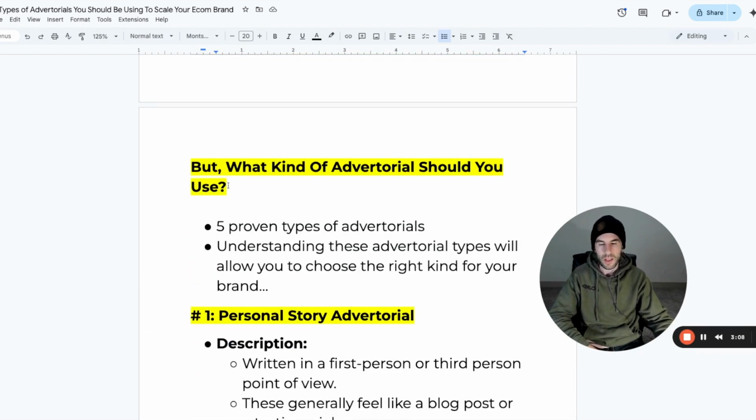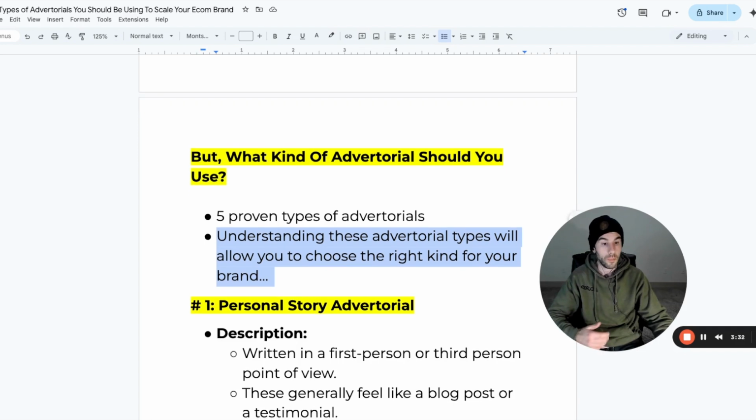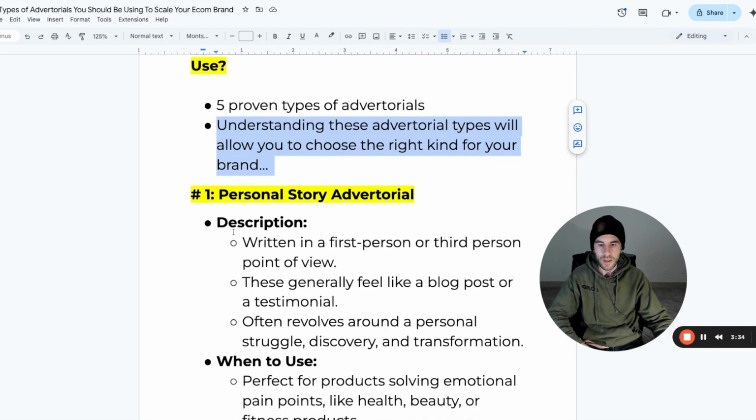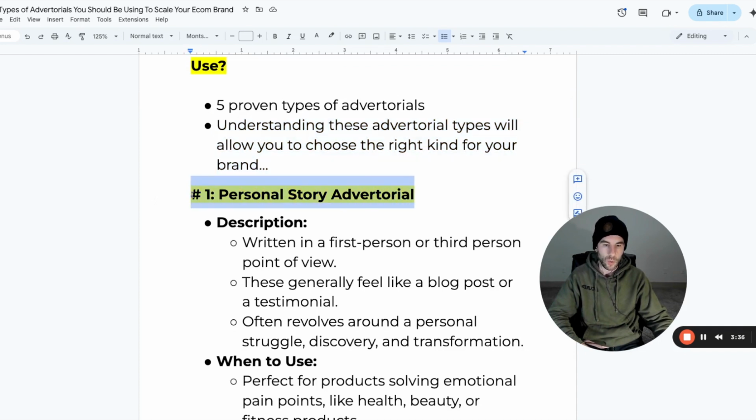But that doesn't really answer the question of what kind of advertorial should you be using? So that's what we're going to be going over today, the 5 types of advertorials. And the reason for it is because understanding these types of advertorials will allow you to choose the right kind for your brand. Now, not every type of advertorial is going to apply to every brand. There are going to be some that are probably going to be more effective in your niche. So that's a part of what we're going to be going over when I break down each one of these. Now, the first kind is a personal story advertorial.